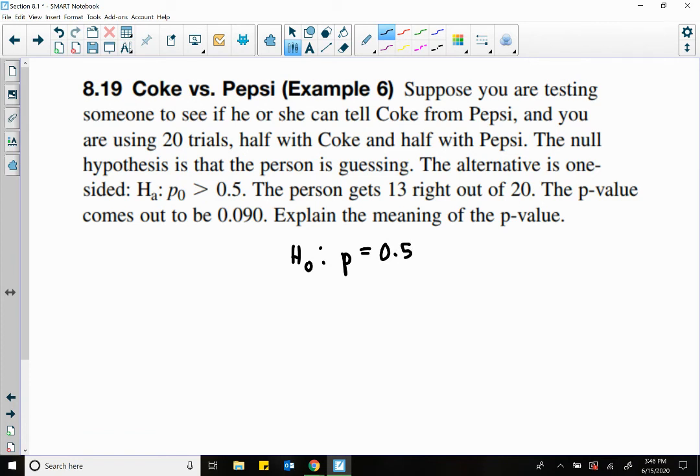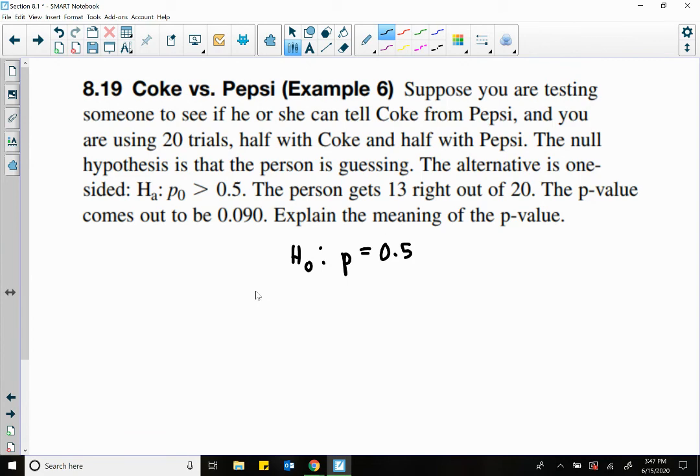They are testing and hoping that a person guessing will be able to tell the difference more than 50% of the time. So they've run an experiment. They said the person gets 13 right out of 20. The p-value they figured for you is right here. It says, explain the meaning of this.